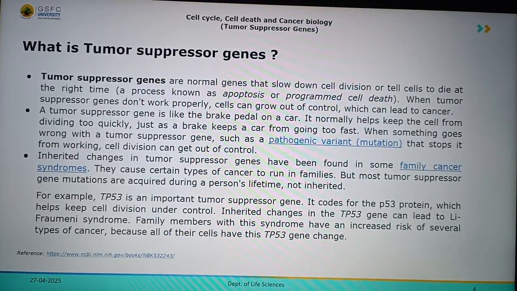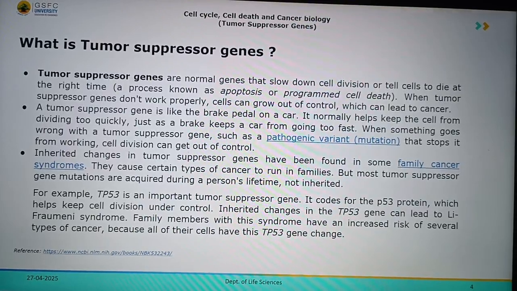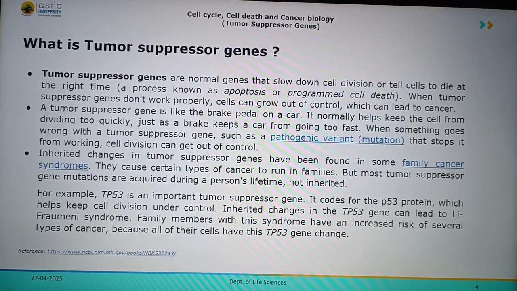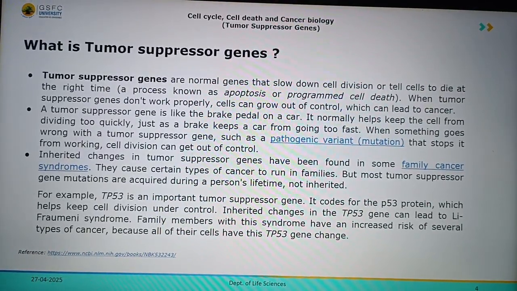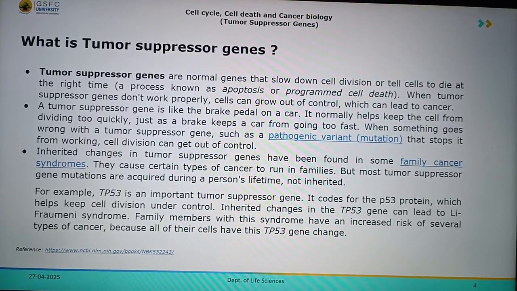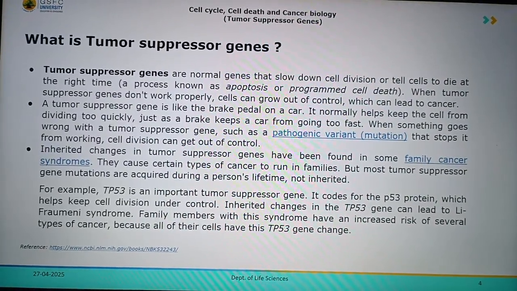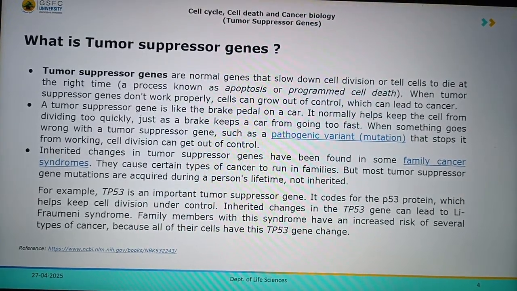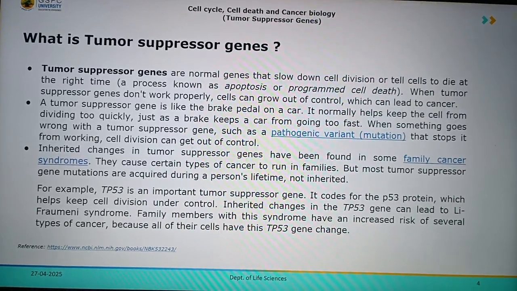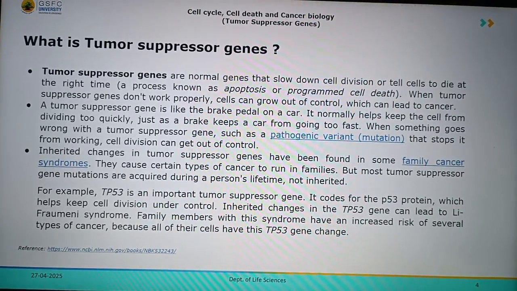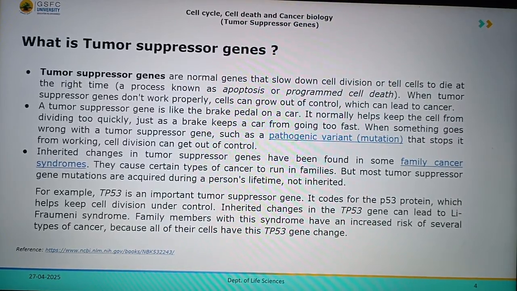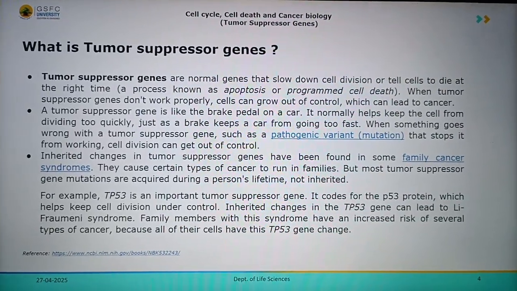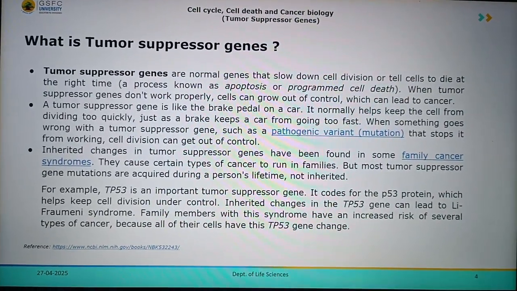Inherited changes in tumor suppressor genes have been found in some family cancer syndromes. They cause certain types of cancer to run in families, but most tumor suppressor gene mutations are acquired during a person's lifetime, not inherited. For example, TP53 is an important tumor suppressor gene that codes for the p53 protein, which helps keep cell division under control.